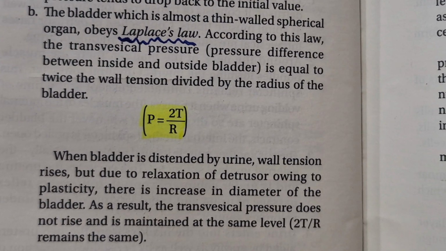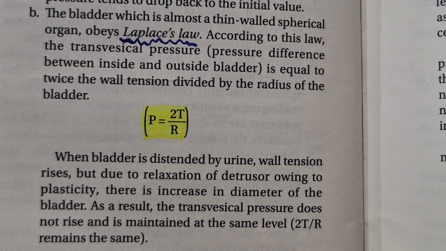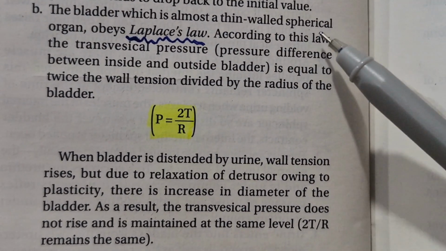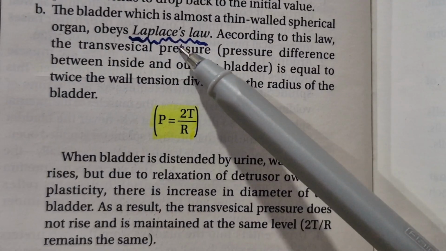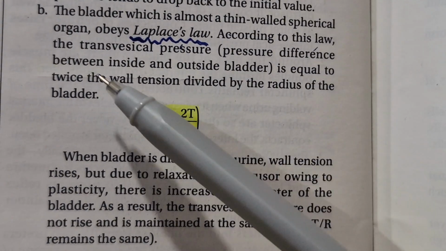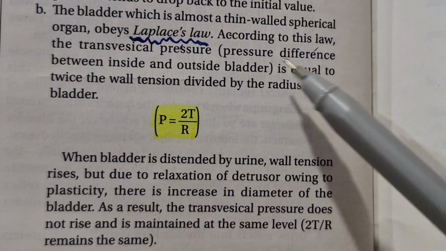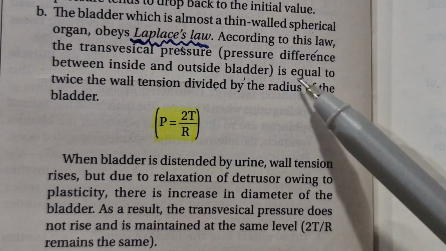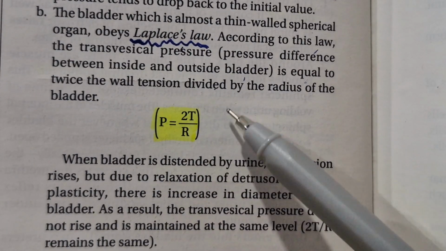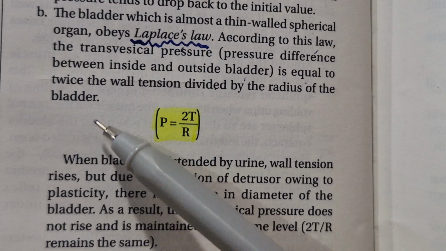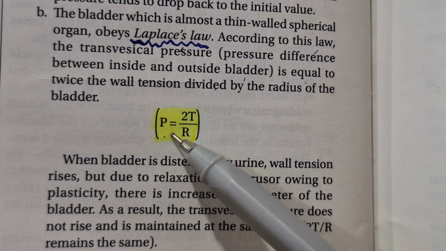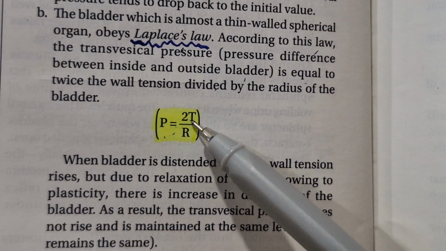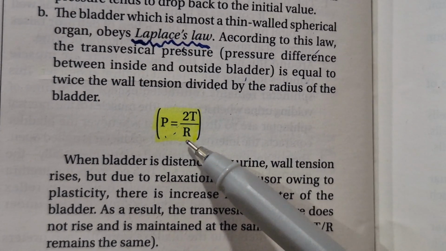Point to remember: the urinary bladder follows something called Laplace's law. So the bladder, which is almost a thin-walled spherical organ, obeys Laplace's law. According to this law, the transvesical pressure, that is the pressure difference between the inside and the outside of the bladder, is equal to twice the wall tension divided by the radius of the bladder. So P, which is pressure, is equal to 2T, that is twice the wall tension, divided by R, that is the radius of the bladder.